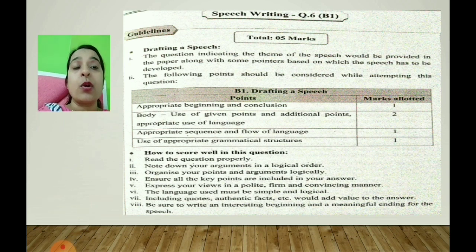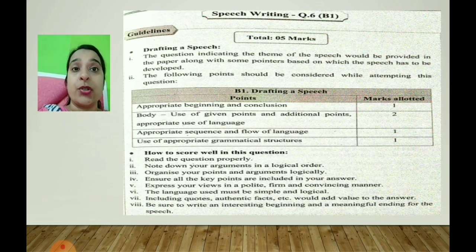Now how will you score well in this question? You have to read the question properly and note down your arguments in a logical order. Organize your points and arguments logically. Then ensure all the key points are included in your answer. Express your views in a polite, firm and convincing manner. The language used must be simple and logical. Including quotes, authentic facts, etc. would add value to your answer.